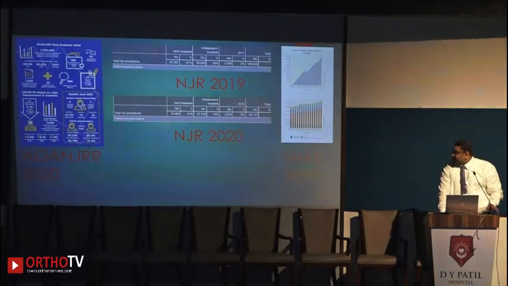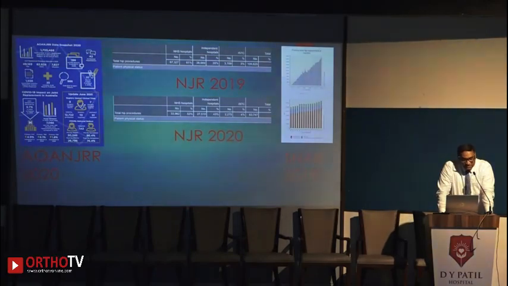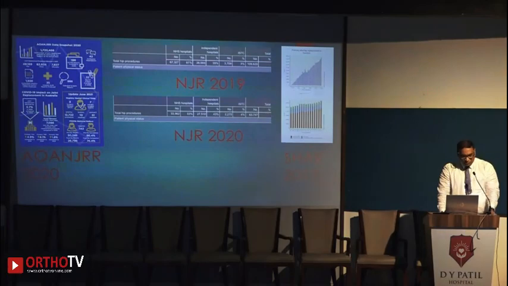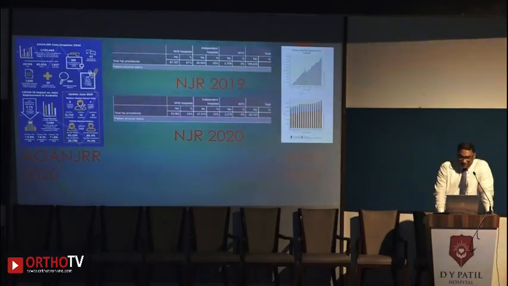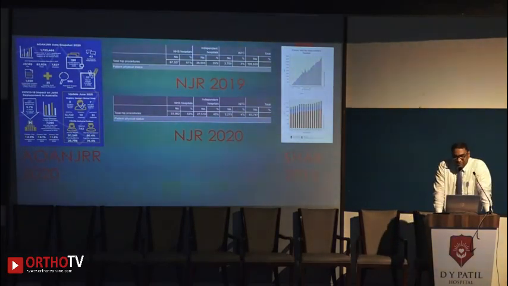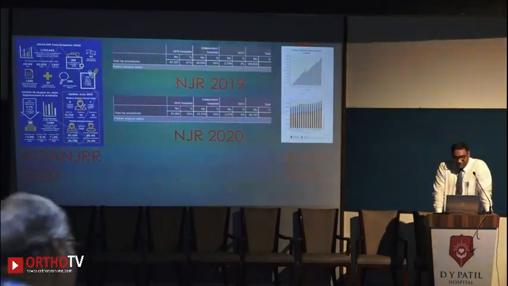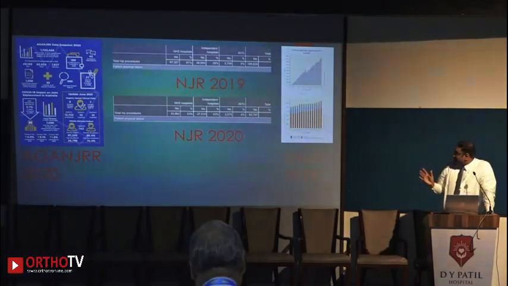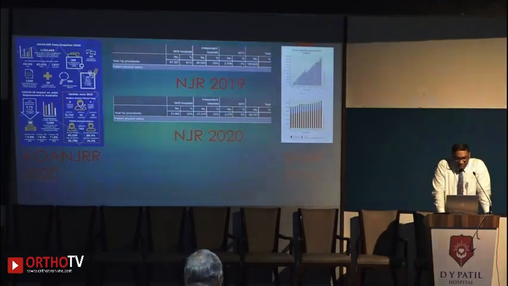So these are the total hips done in the Australian Joint Registry. In 2020 they did around 50,000 hip replacements. In the National Joint Registry, the UK registry, they did about 63 to 65,000 hip replacements, and the last one is Sweden, but it is not updated after 2019.